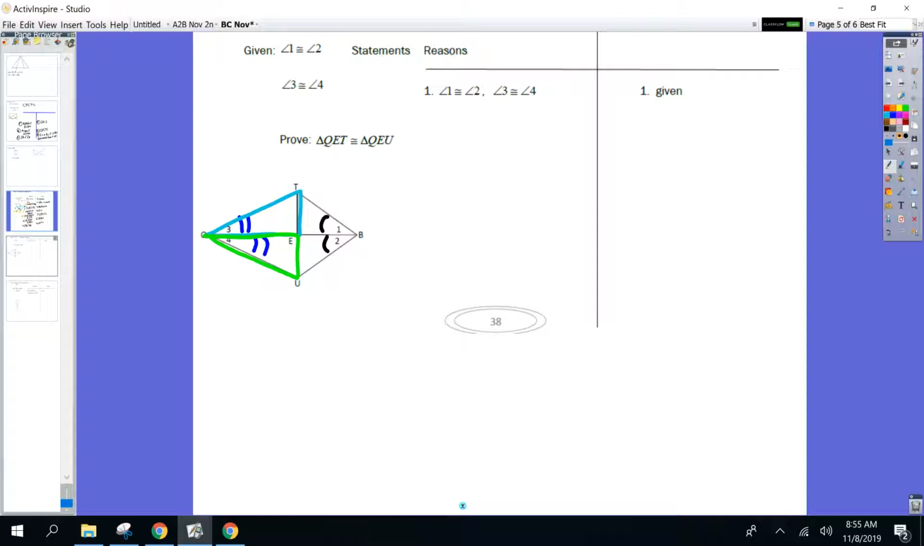Okay, as always, what do I already have? Did the givens give me anything? One pair of angles, yes. 3 and 4, one pair of angles gave me. Good. Anything you can do on your own before we start talking other stuff here? Anything you can do on your own, Aaron? QE congruent to itself, that gives me another pair of sides.